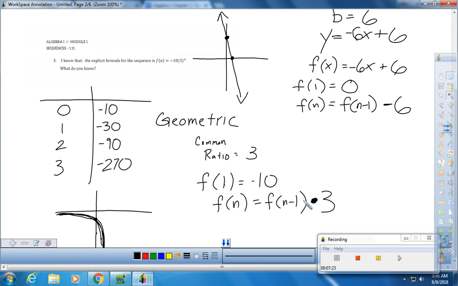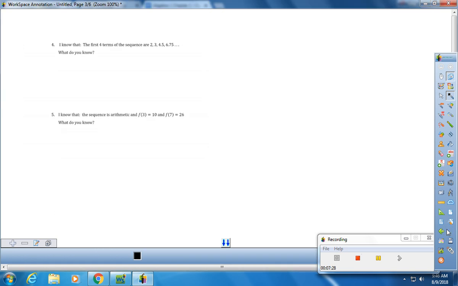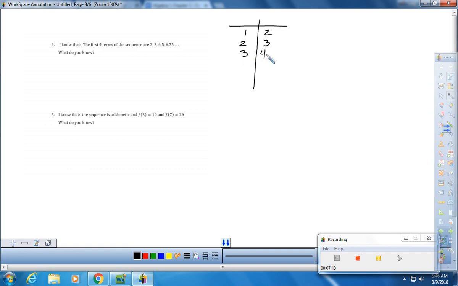All right, that's a lot. I know a lot, and we're going to move on. The first four terms of the sequence are 2. So the first term is 2. The second term is 3. The third term is 4.5. The fourth term is 6.75. All right.